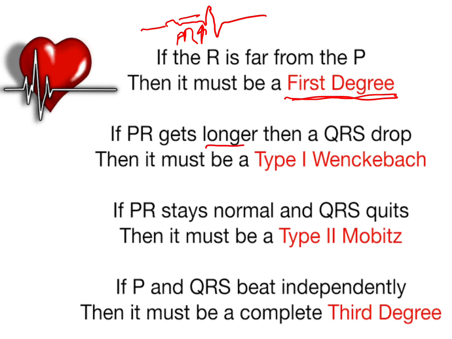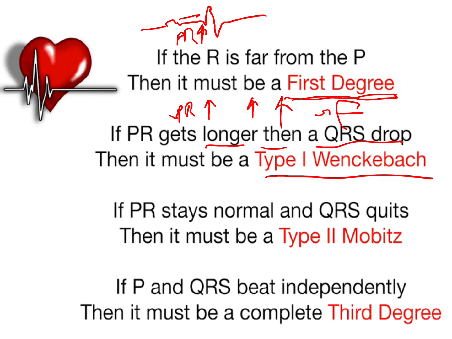If the PR gets longer until a QRS drops, it is a type 1 Wenckebach. In Wenckebach, the PR interval increases, then we have a certain P wave and there will be no QRS, meaning a QRS is dropped. Progressive PR prolongation with an absent conducted P wave is type 1 Wenckebach.